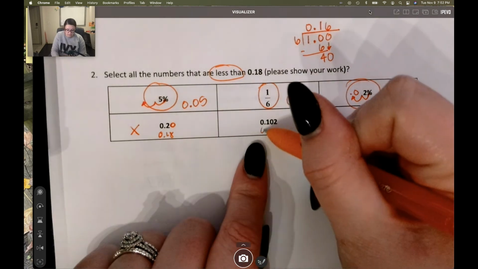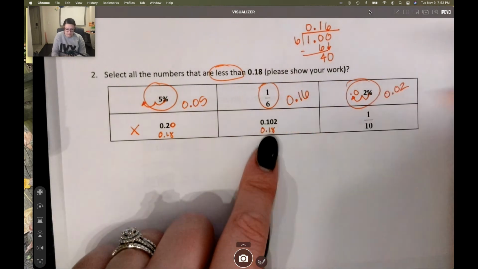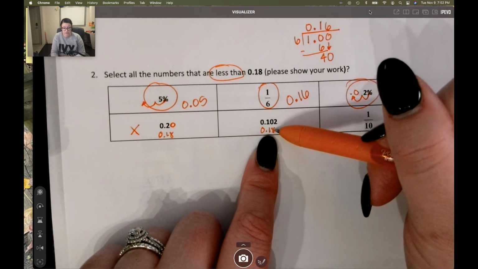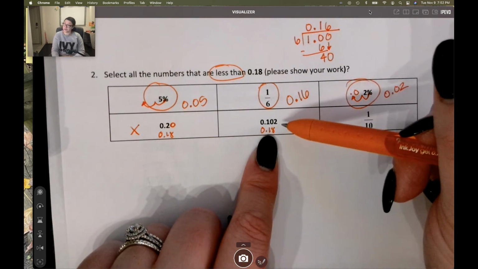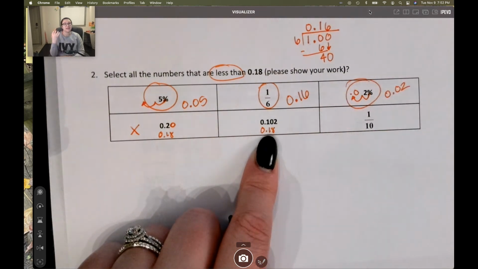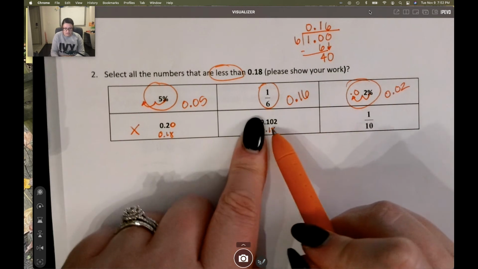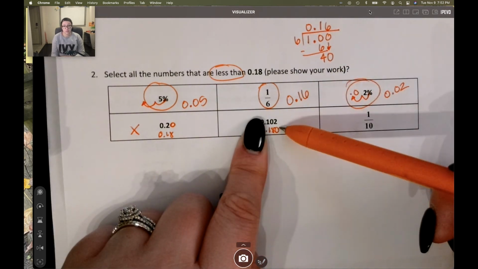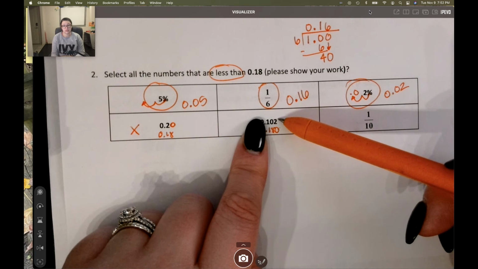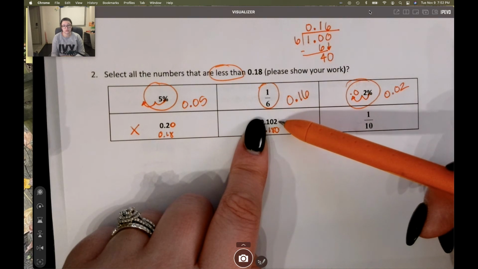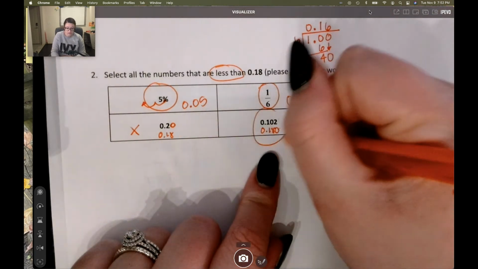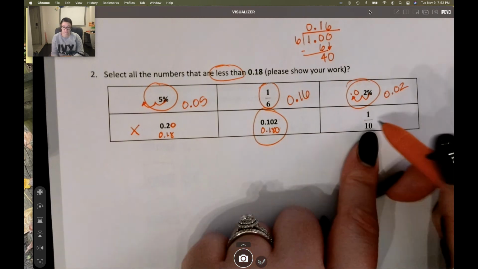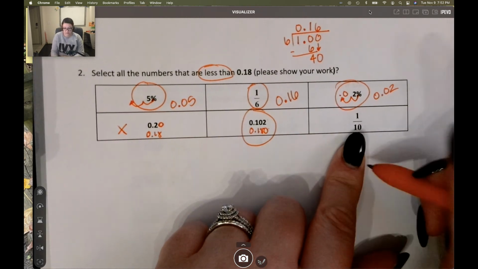How about here? Is this less than 0.18? Again, it looks like it's 102 compared to 18. 102 is bigger than 18, but again, it's about place value. So if I make them so they both have three numbers after the decimal, 0.180 is more than 0.102. So this one is also less than 0.18.